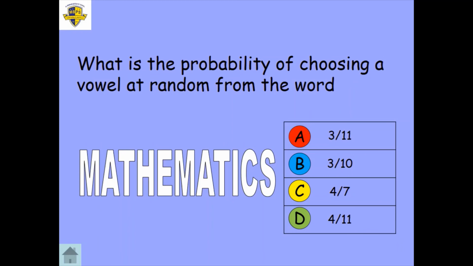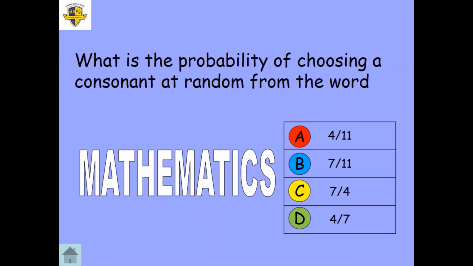Here is another example. What is the probability of choosing a vowel at random from the word mathematics? Tell me, how many vowels do we have in mathematics? A, E, A, I. That means 4 vowels we have in mathematics, right? 4 out of 11. So what is the answer? Yes, 4 out of 11 is the probability of a vowel.